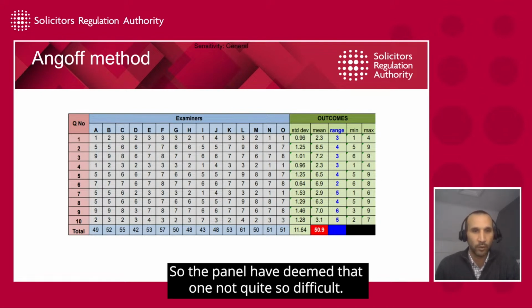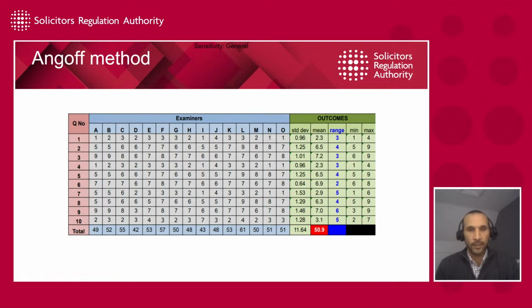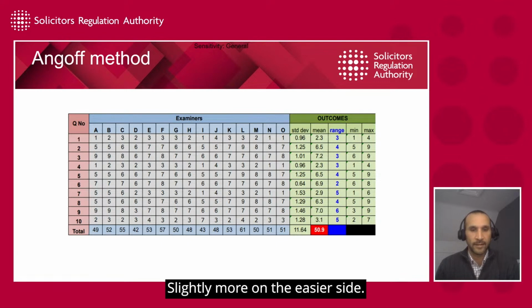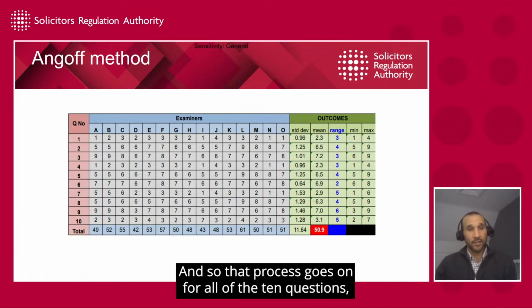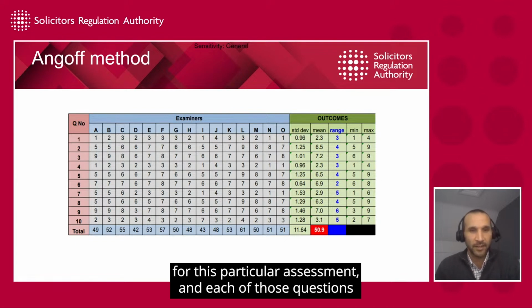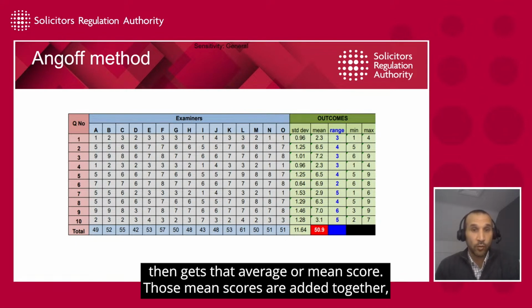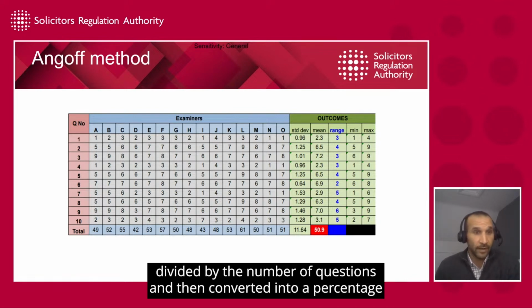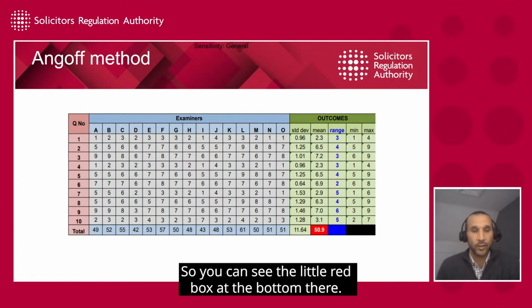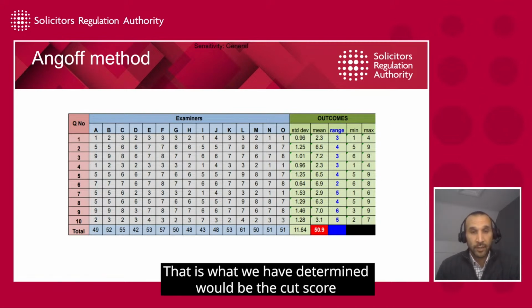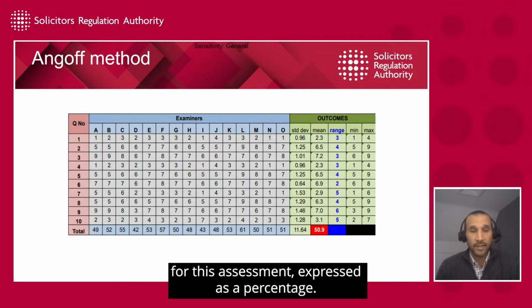So the panel have deemed that one not quite so difficult, slightly more on the easier side. And so that process goes on for all of the 10 questions for this particular assessment. And each of those questions then gets that average or mean score. And those mean scores are added together, divided by the number of questions, and then converted into a percentage in this case here. So you can see it, the little red box at the bottom there, that is what we have determined would be the cut score then for this assessment.